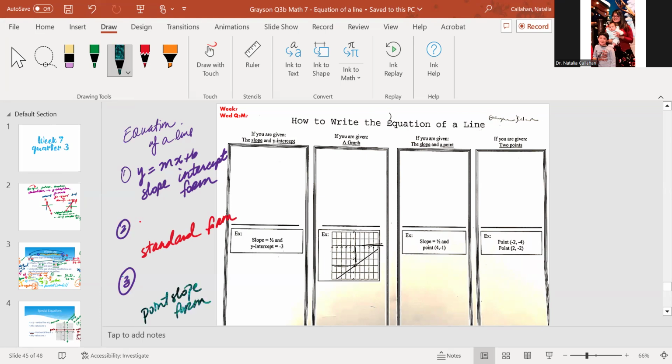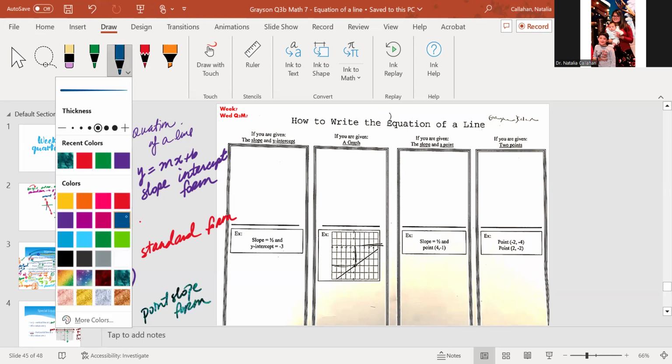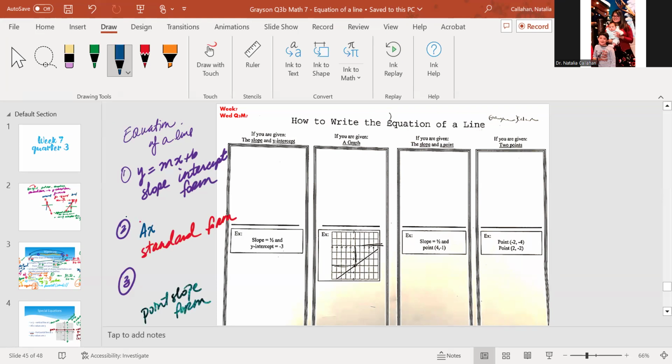What does standard form look like? Ax plus by equals c. But notice the x and y are on the left side, correct? And you also cannot have any fraction or negative number. Yeah, no fractions, no negative numbers, right?